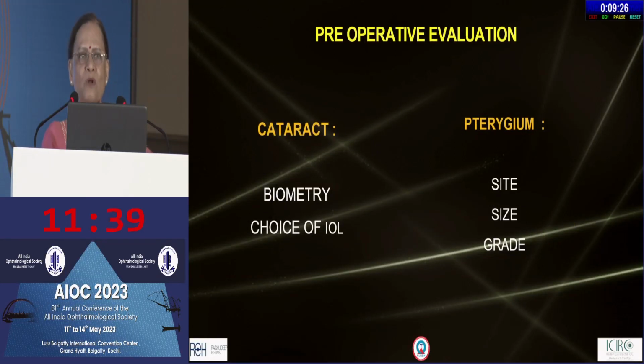The most important thing would be the preoperative evaluation, where we are not only going to evaluate the cataract and perform a perfect biometry to get a minimal or negligible residual refractive error and the choice of IOL, but we need to evaluate the pterygium as well in terms of its site, size, and the grade of pterygium.